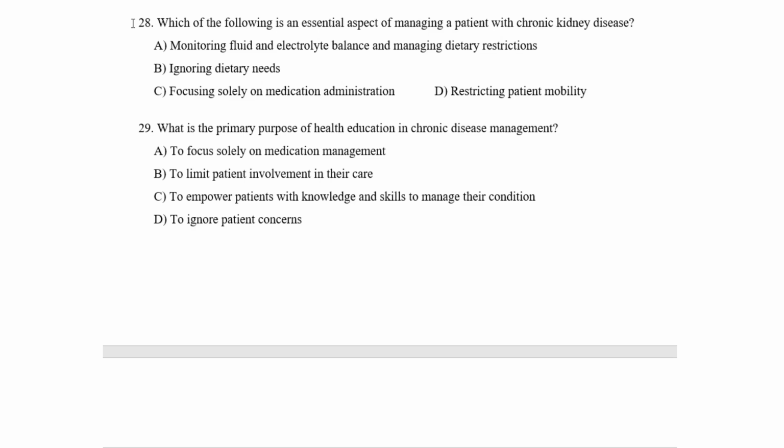यसको सही उत्तर हो option A, monitoring fluid and electrolyte balance, managing dietary restrictions.